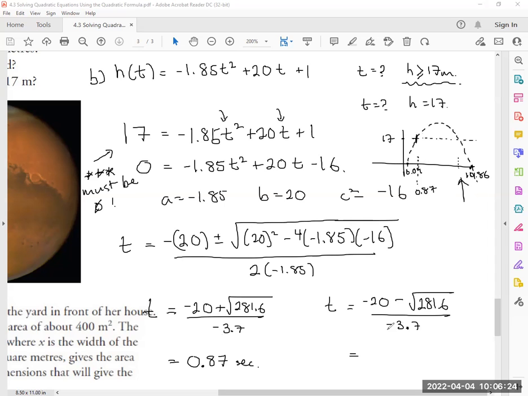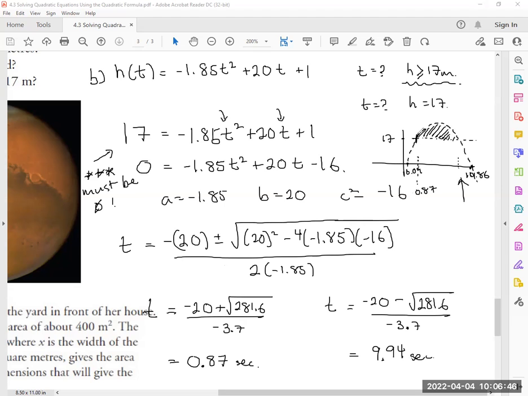If you calculate this, I got approximately 9.94 seconds, which is correct. It's smaller than 10.86. So I think we're on the right track. The question says, how long is it above? So tell me, how long is it above?